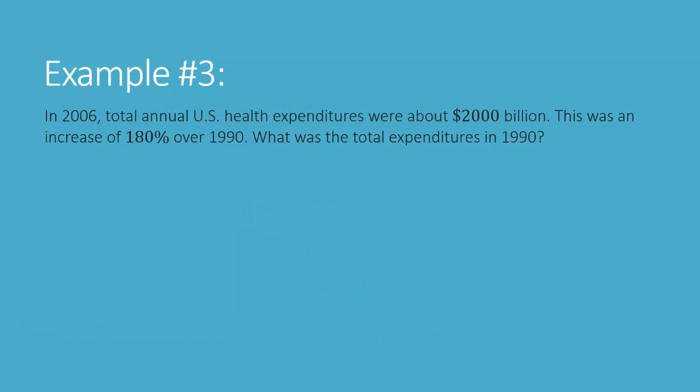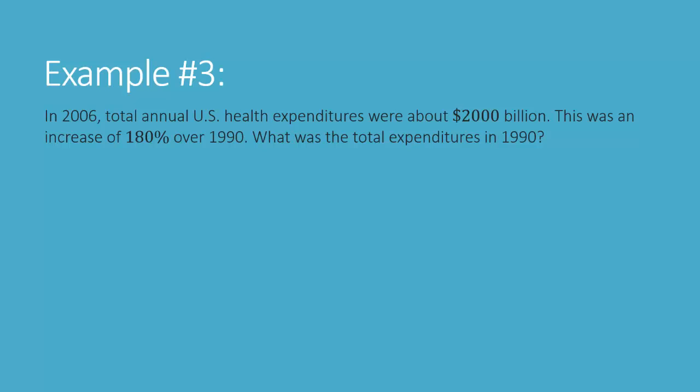We're going to get a little more complicated now. So, in 2006, the total annual U.S. health expenditures were about $2,000 billion. That's the equivalent of $2 trillion. This is an increase of 180% over 1990. So what is the total expenditure in 1990?